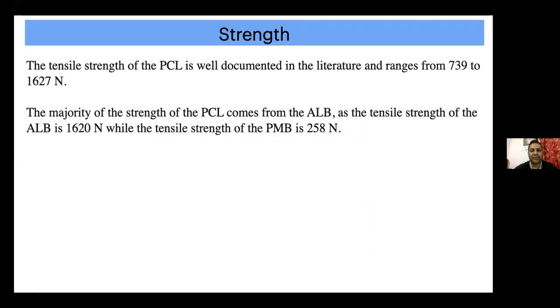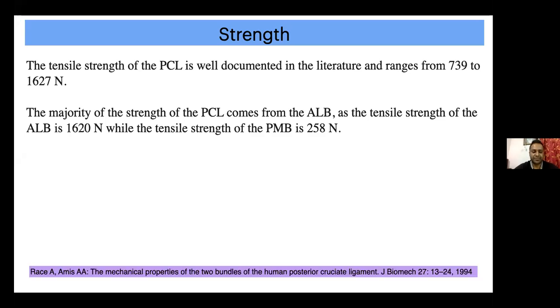We all know that the PCL is one of the strongest ligaments. The tensile strength of the PCL is well documented in the literature and ranges from 739 to 1627 Newtons. The majority of the strength of the PCL comes from the anterolateral bundle, as the tensile strength of the anterolateral bundle is approximately 5 times stronger than the posteromedial bundle.